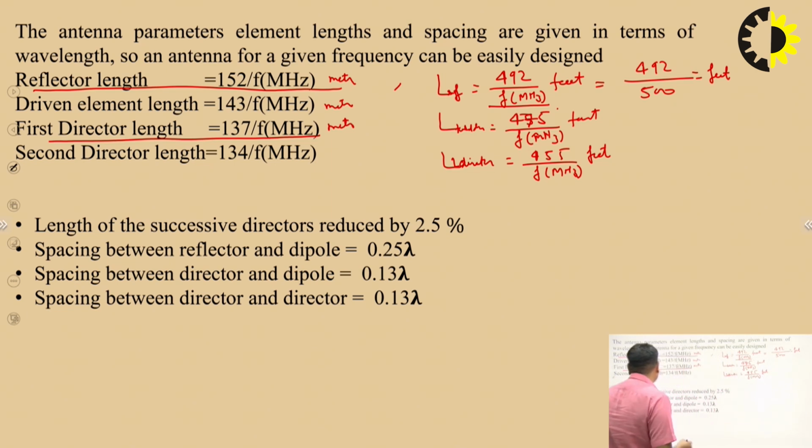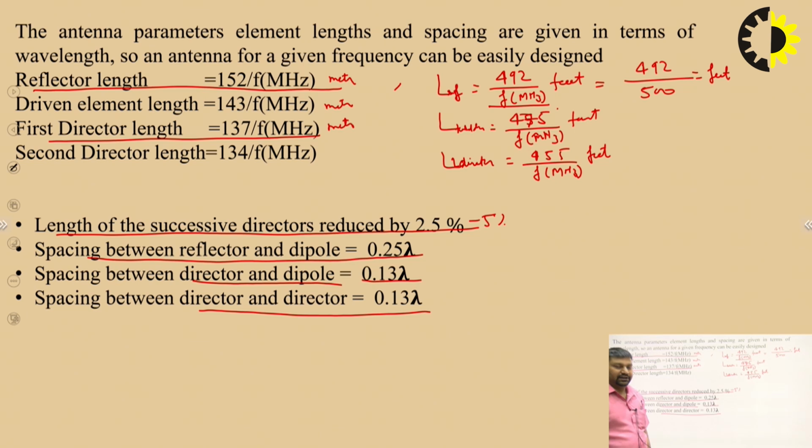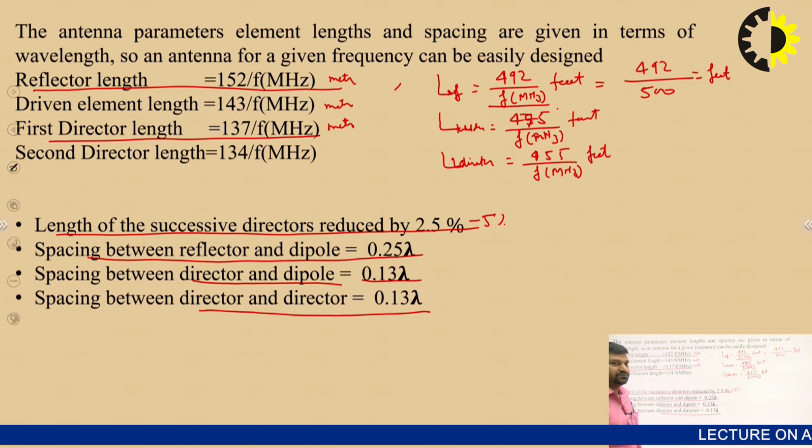And what is the spacing? Spacing between the directors is 0.13 lambda. Spacing between the director and dipole is 0.13 lambda. Spacing between the reflector and dipole is 0.25 lambda. And the length of each successive director is reduced by 2.5 to 5%. So by using these formulas and these relations between the reflector length and spacing at a particular frequency, we can easily design that particular Yagi antenna.